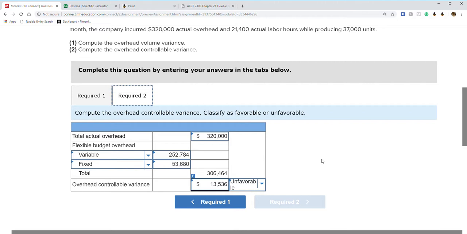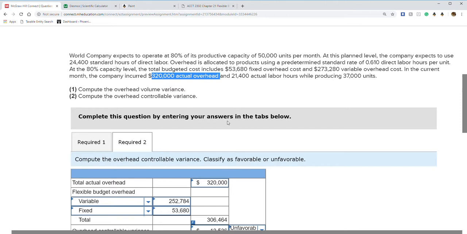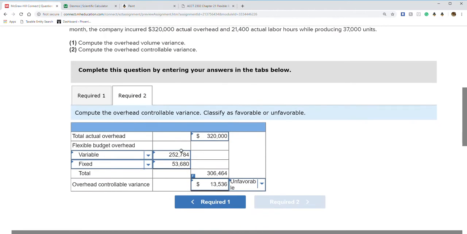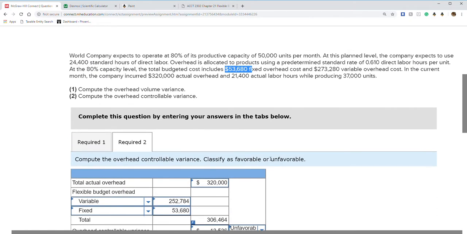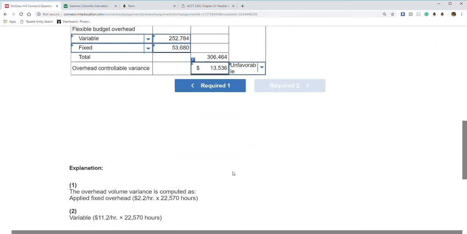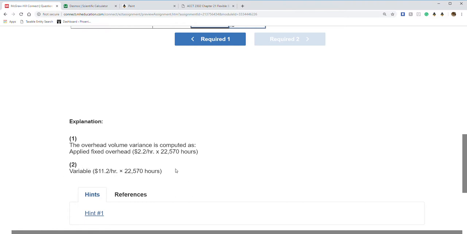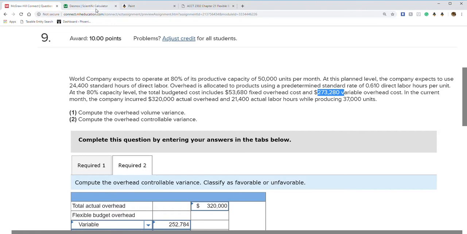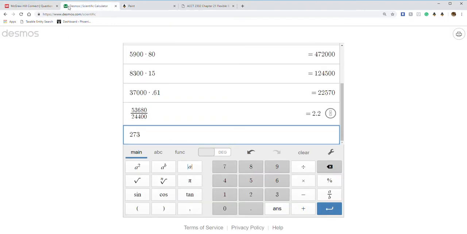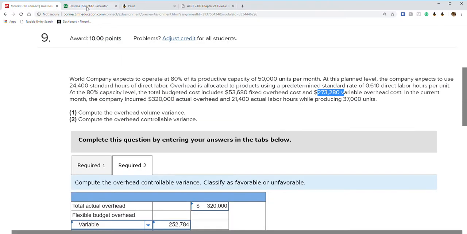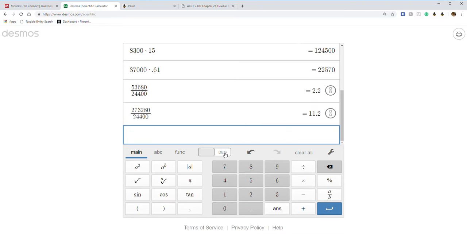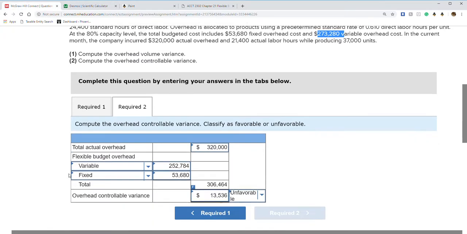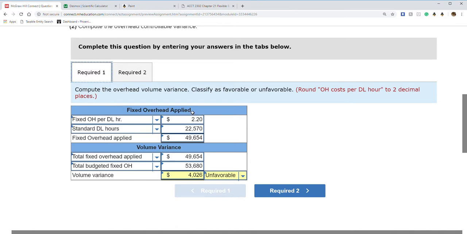Required 2 is going to take a little bit more to do. First off, we do get the actual budget, which is 320, and our fixed is already with us. It's this variable right here. Our variable, as you can see, this is how Connect says to do it, but of course it doesn't give us the 11.2. So really the 11.2 comes from our variable 273,280 divided by our standard 24,400. So that's $11.02, and we're going to times it by wherever our standard direct labor hours are, 22,570.